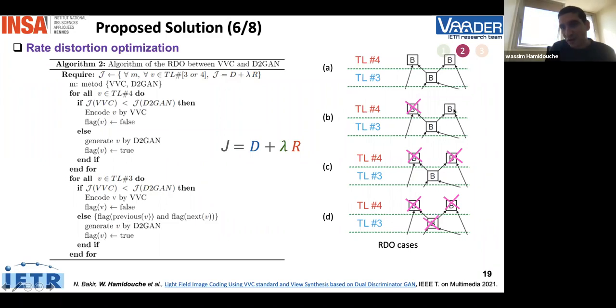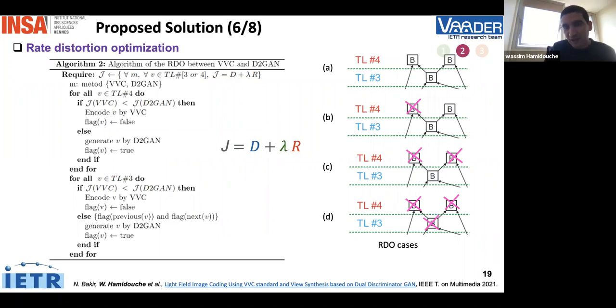Then we will test the other views, which is also at the temporal layer 4. If it is better to synthesize it, we will also remove it from the encoder. And then we will test the views which is encoded at the temporal layer 3. So if it is also better to synthesize it, we can also remove it without problem from the encoder.